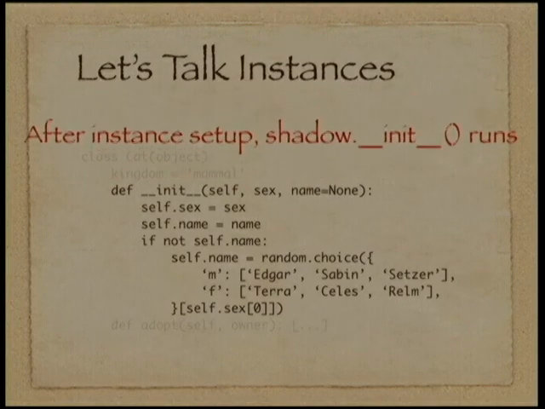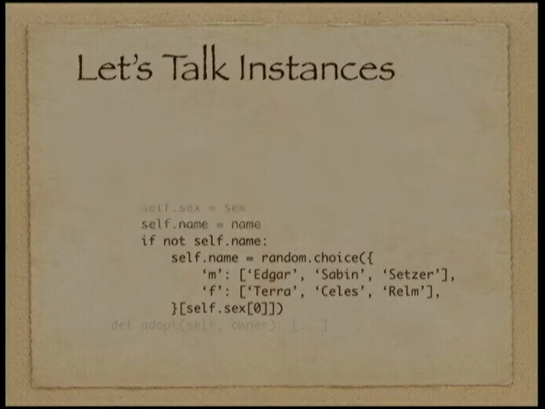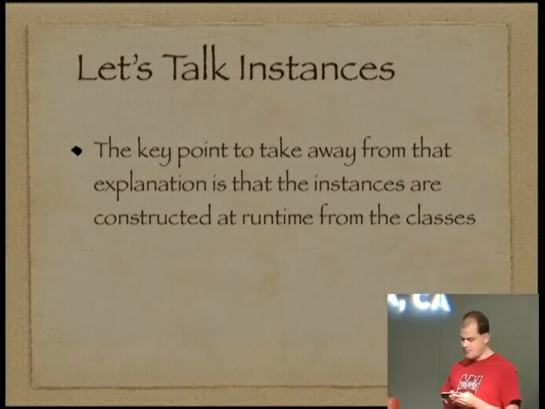And then after the instance has been set up, the dunder init method runs. The key point to take away from all this is that the instances are constructed at runtime. The class might be constructed at runtime as well, might be in memory somehow, depending on how your thing is running. But when it comes time to set up the instance, it gets run, and these are the steps that happen.